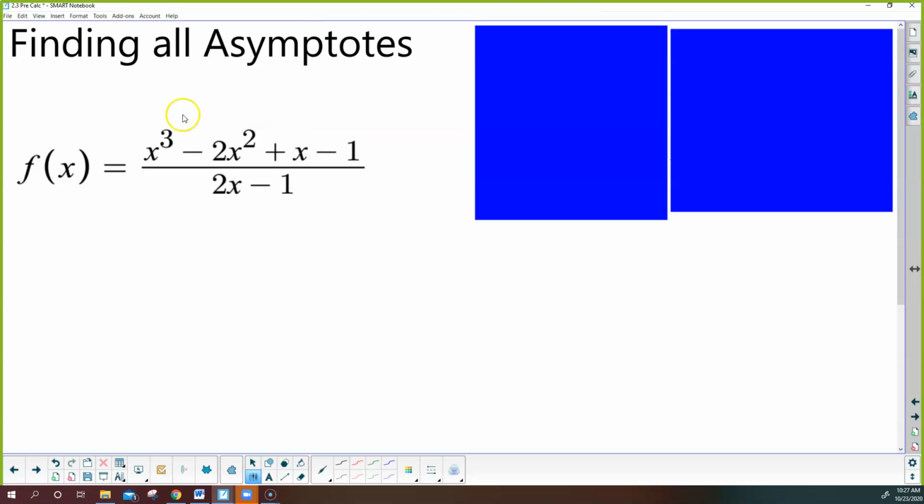We've got a function. Now we have a bigger polynomial on top and just a binomial on bottom. So we have to think about how we find the vertical asymptotes. Well, really quickly, we could say we set the bottom equal to 0 and we solve.